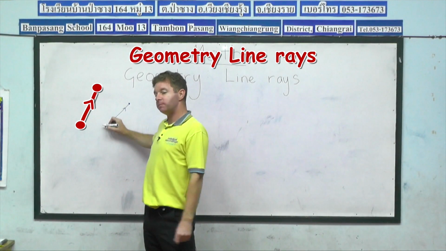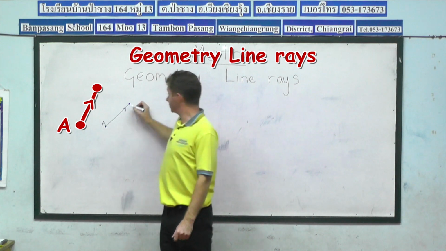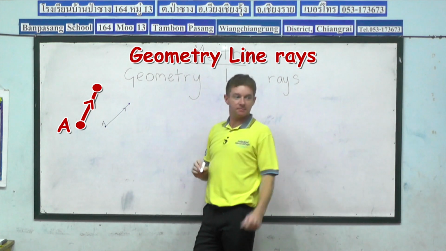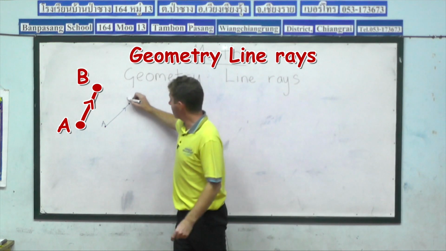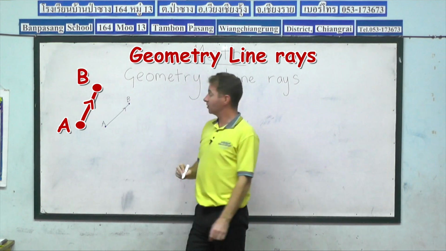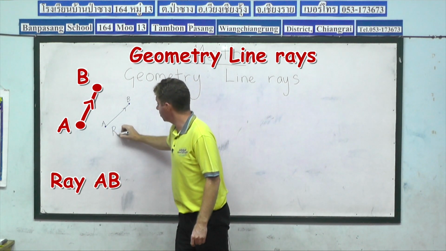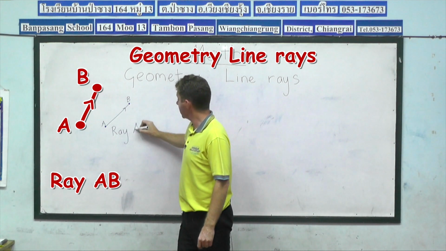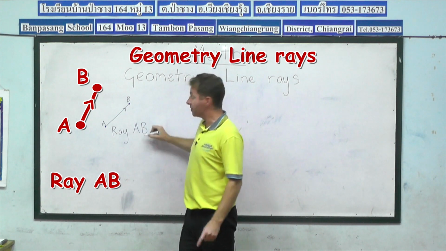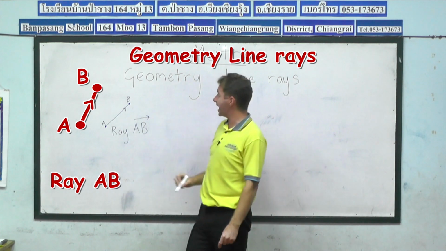So what could this point be? A. This can be point A. Could this be point A? B. We can't have 2 point A's, 1 point A and 1 point B. So then, when we come to label our line ray, we can call it ray AB. And then the symbol for the line ray is the line with the arrow.